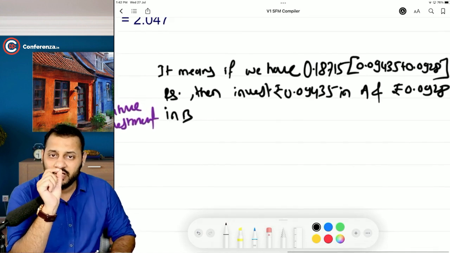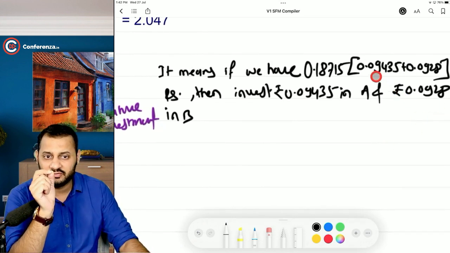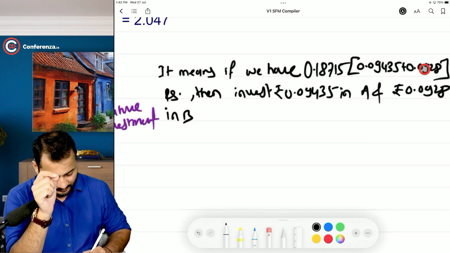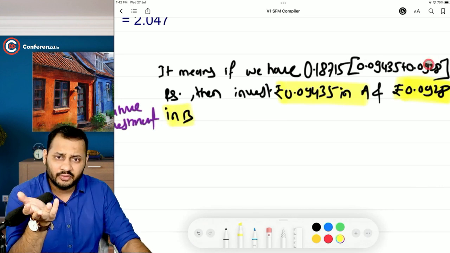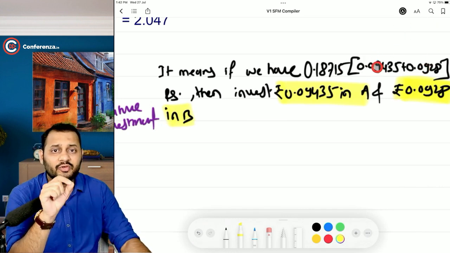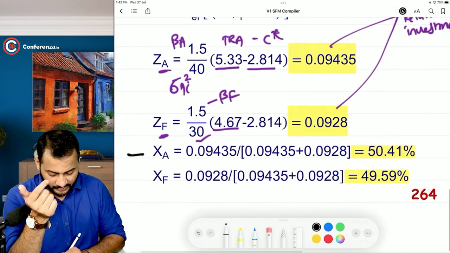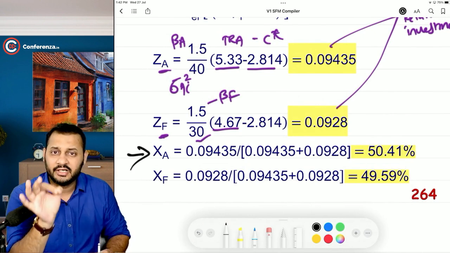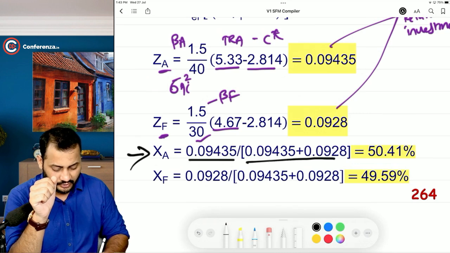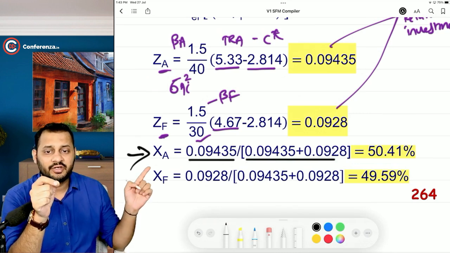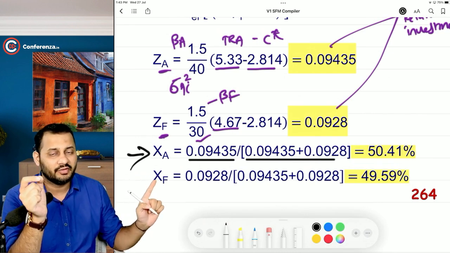Out of 0.18715 rupees, invest 0.09435 in A and the rest in F. That is what the meaning of relative investment is. And we can easily calculate now the weightage of this 0.09435 in this 0.18715. And then we are going to calculate the value of X. X is nothing but the weight of that security in the total. So 0.09435 divided by the total. That means what? The weight. So 50.41% of the total investment should be invested in A and 49.59% in F.